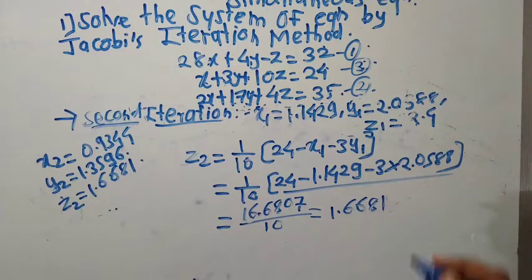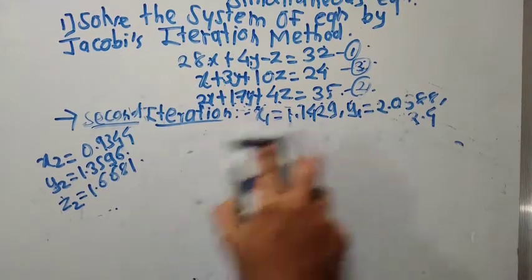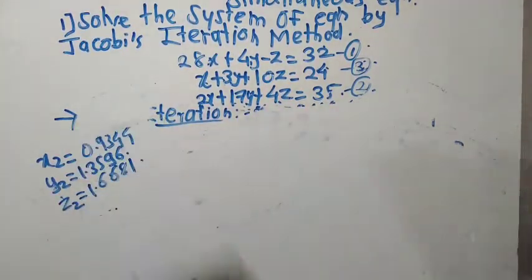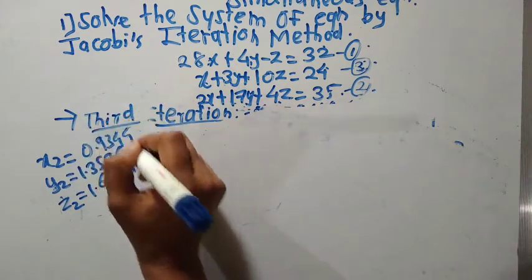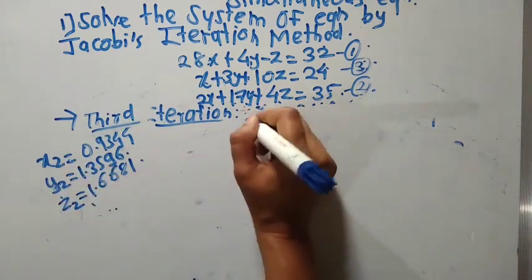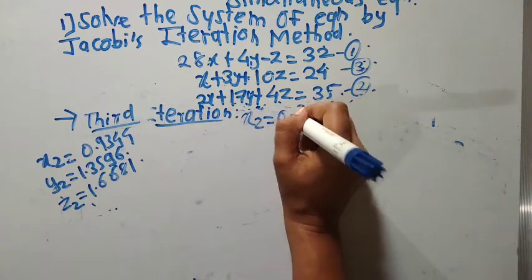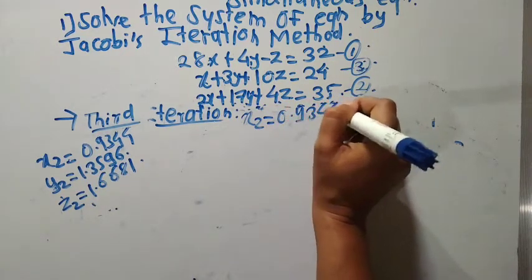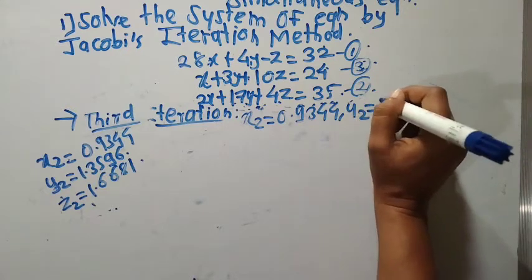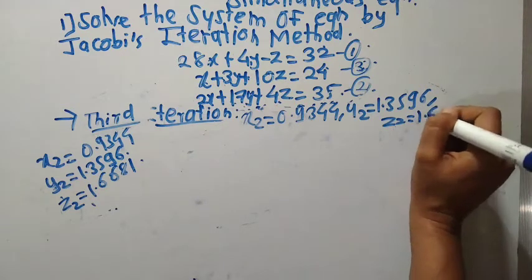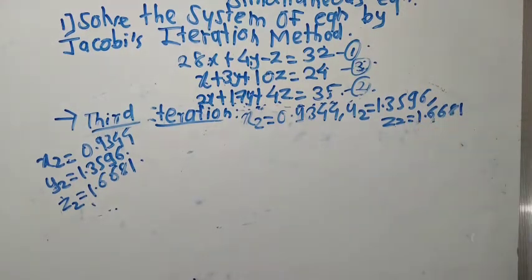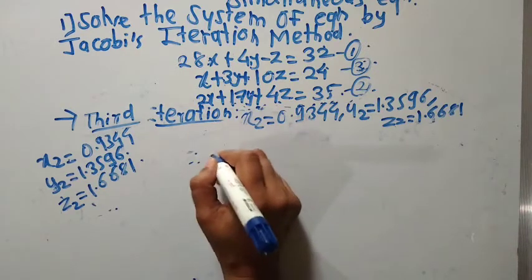Then find out the third iteration by using this value. x2 is equal to 0.9344, y2 is equal to 1.3596, and z2 is equal to 1.6681. Then find first x3.